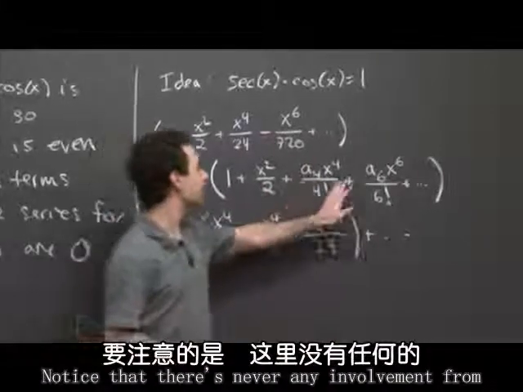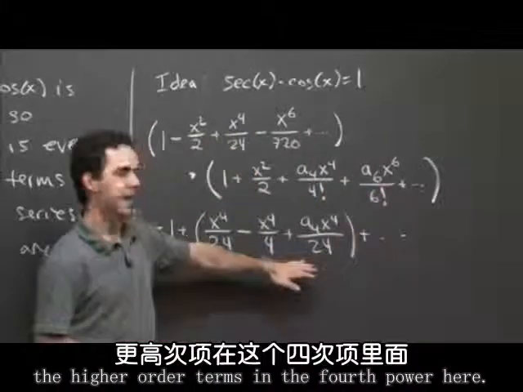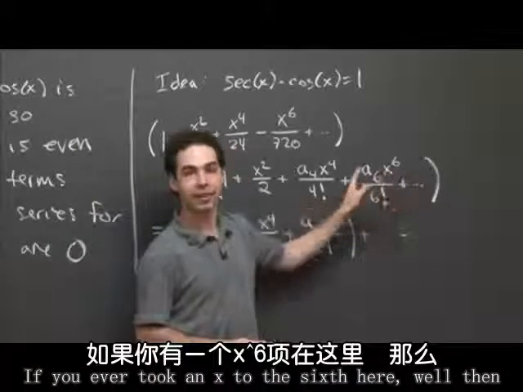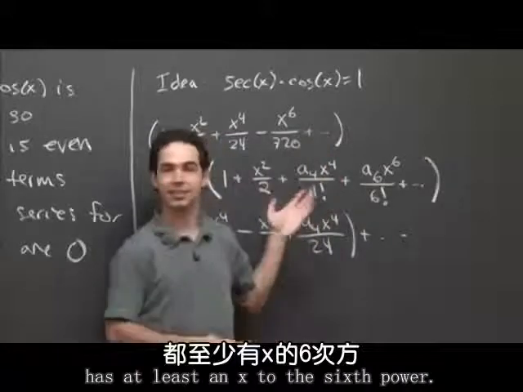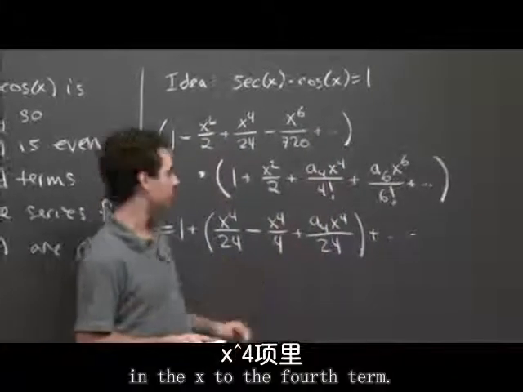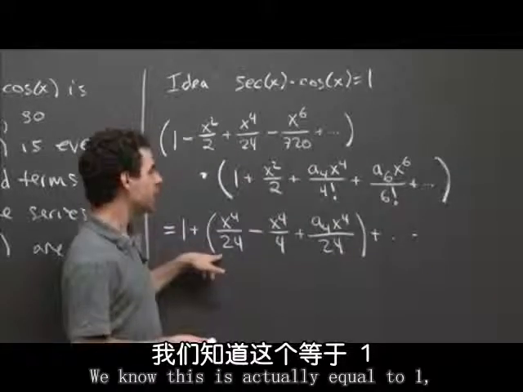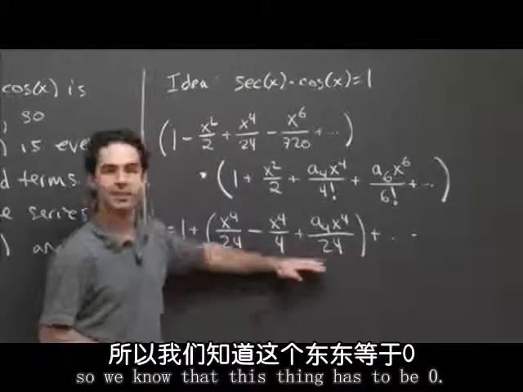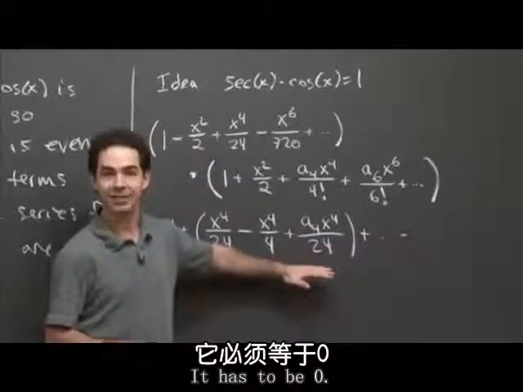Notice that there's never any involvement from the higher order terms in the 4th power here, right? If you ever took an x to the 6th here, well, then everything you multiply it by has at least an x to the 6th power. So we don't have to worry about that showing up in the x to the 4th term. Well, OK, we know this is actually equal to 1. So we know that this thing has to be 0. This is the x to the 4th term. It has to be 0.